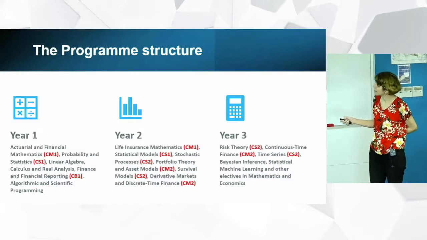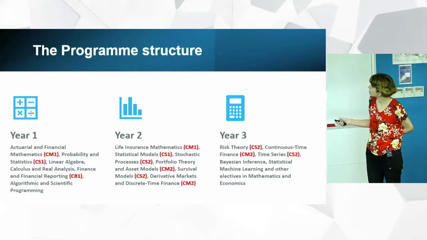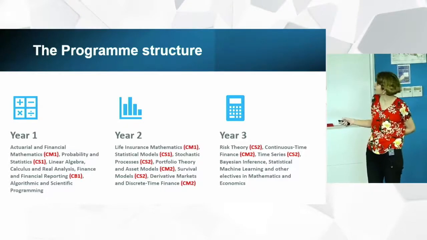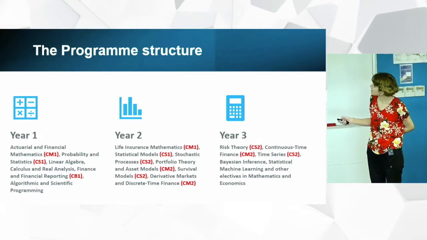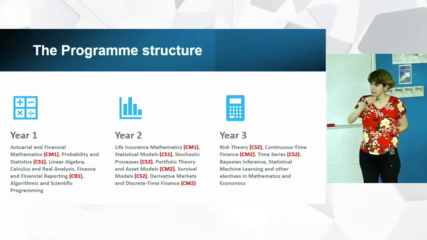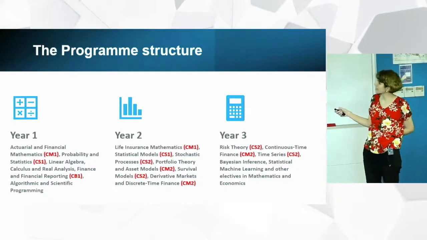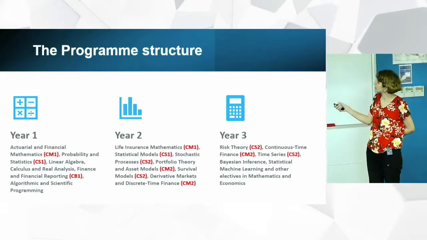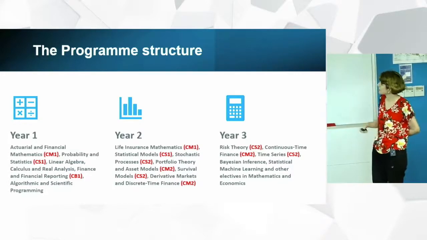So in the first year, you can get exemptions. Here we have some exemptions shown in red color. You can get exemption from CM1 if you have Actuarial and Financial Mathematics A and B, one of them in the first semester, the other in the second semester, together with Life Insurance Mathematics, again A and B, which is in the second year. One of them is in the first semester and the other is in the second semester.